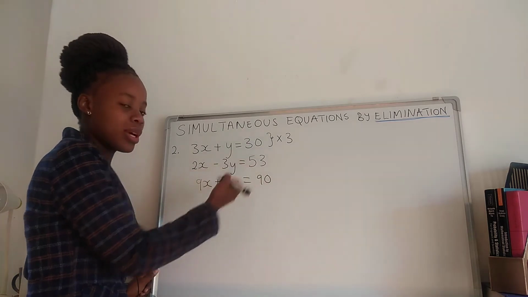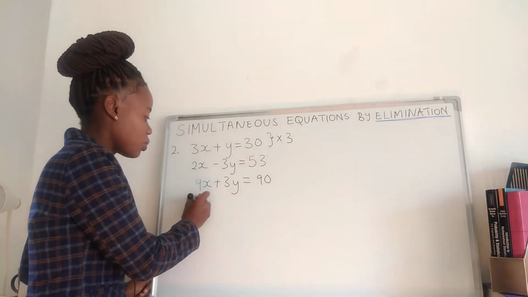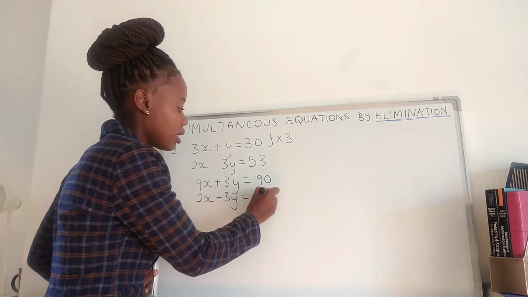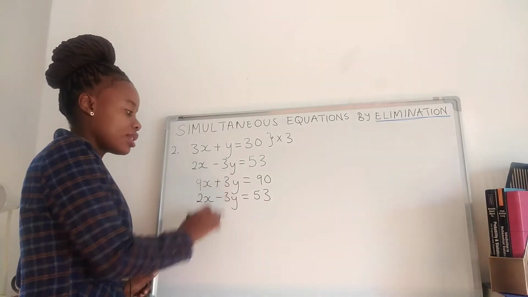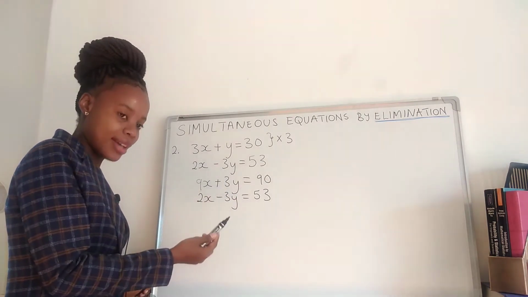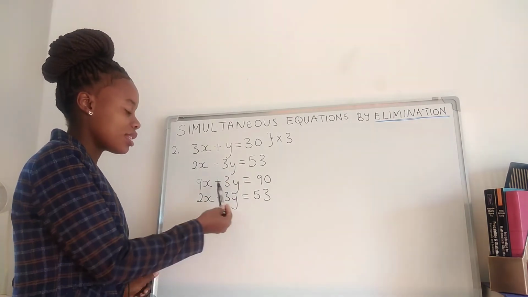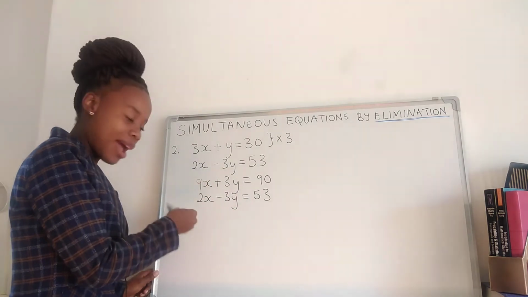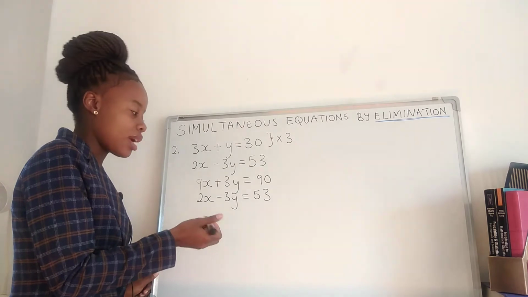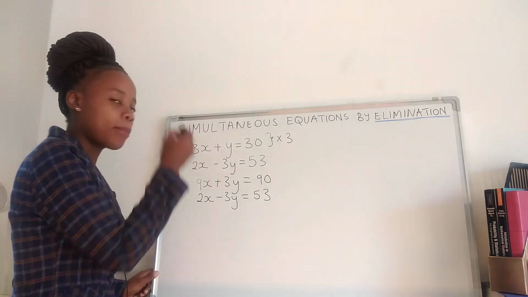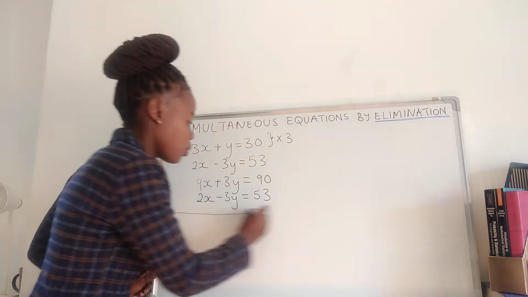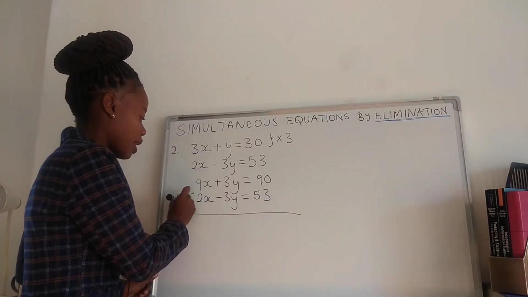Okay, then this one is still the same. 2x minus 3y equals 53. Right, we're going to eliminate y because you can see that this term and this term are the same. So if we say 3y minus negative 3y, we're going to get 6y. Okay, but if we say 3y plus negative 3y, we're going to get 0. So we are going to add.